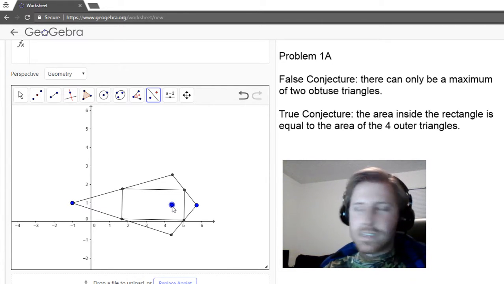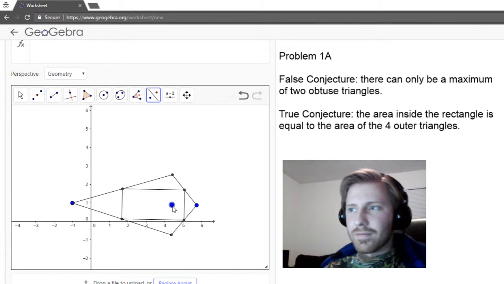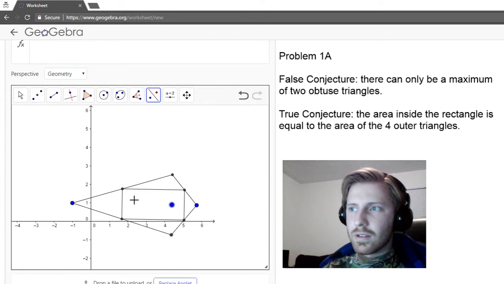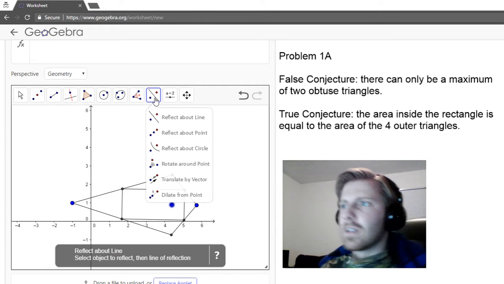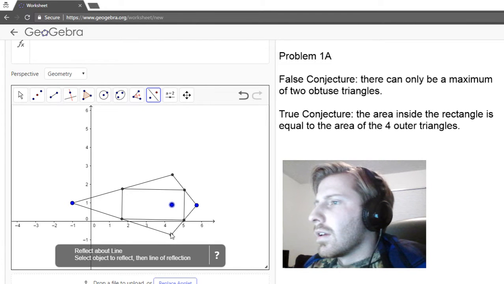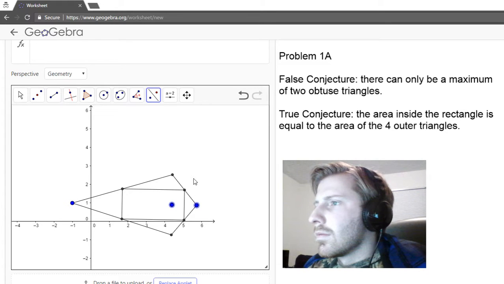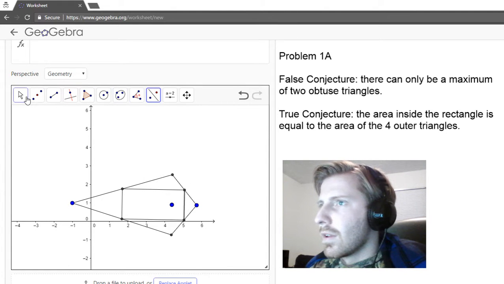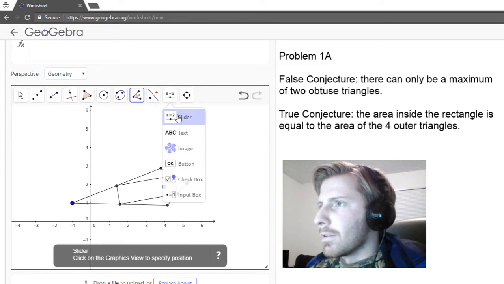Noticeably, this point got highlighted. We do the reflect across the line of this point. Here, I think we need to reselect it. And across this side of the rectangle. This isn't working so great. Okay, I think we were just stuck there.